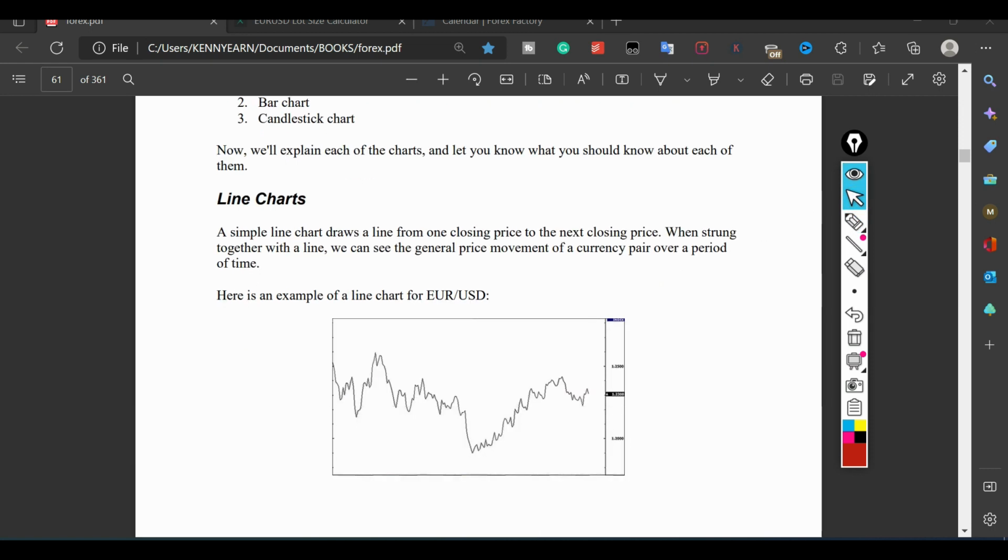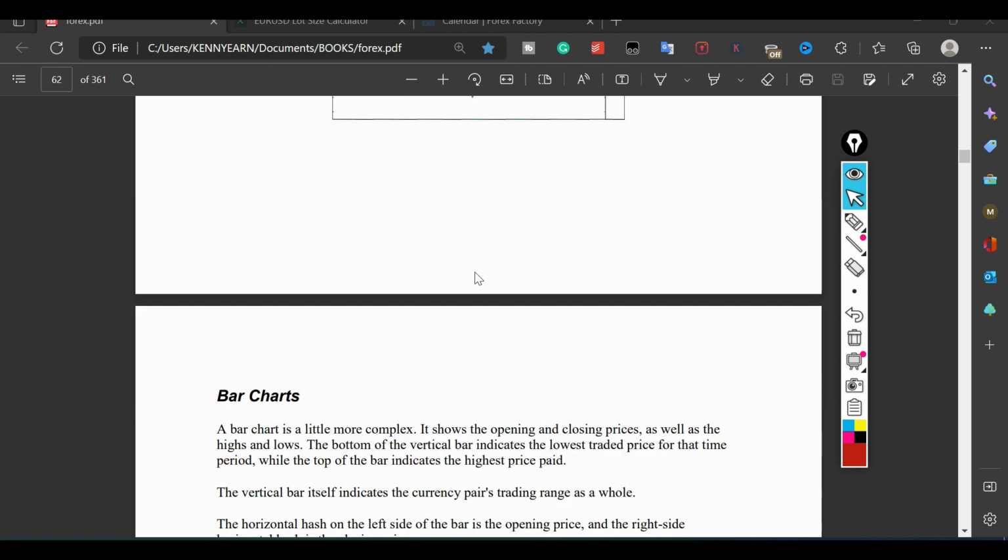So the first one is line chart. A line chart is a simple line chart. It draws a line from one closing price to the next closing price. So that's just how line charts come about. Here's an example of it. It's basically seeing the market in the form of a line, and you could say if the market is bullish, you just see the lines trading up. If the market is bearish, you just see the line trading down. So basically analyzing the markets with lines. That's the first kind of chart we have.